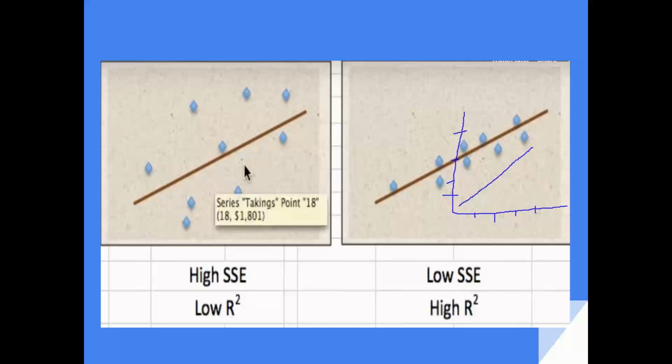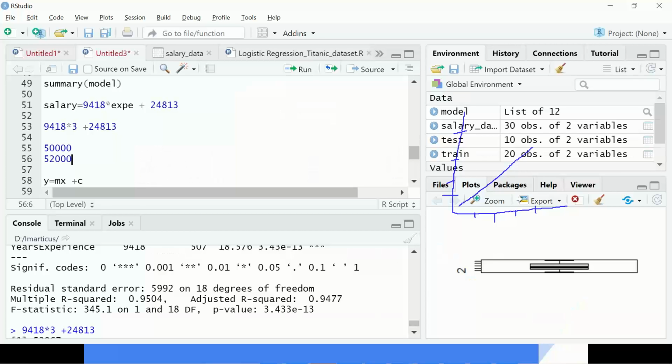0 means your model is full of errors. It is not giving any correct value. And 1 means your model is free of errors. There are no errors in your data. And 0 to 1, you can call it in terms of percentage also. 0 means 0% accuracy, 1 means 100% accuracy. And in the same model, if I am getting an R square of 0.9504, I can say I have 95% accuracy in the data.